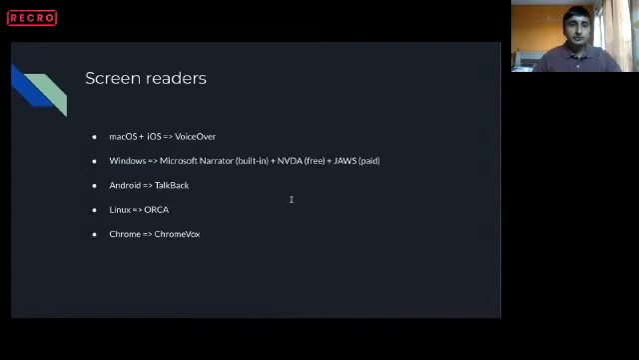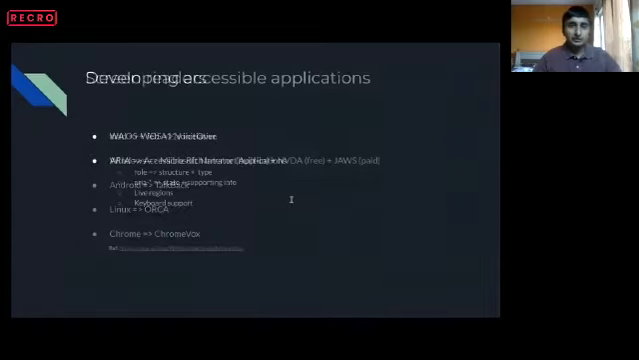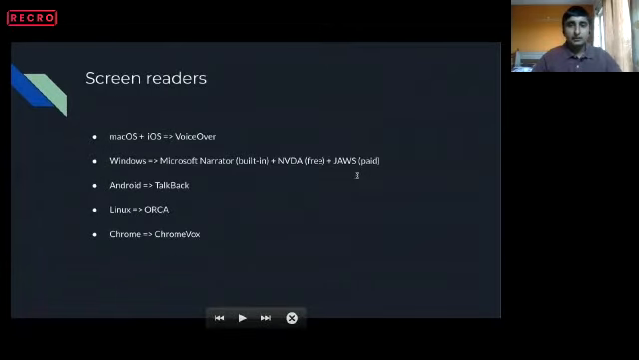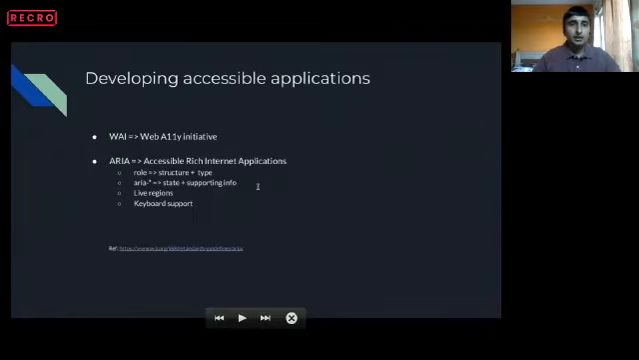So in Windows you have Microsoft Narrator, which is a built-in one. You have NVDA, which is a free one, and then there's JAWS, which is a paid one. Same for Android, which has TalkBack. Linux has ORCA, and there's also a Chrome extension called ChromeVox, which you can run in Chrome.